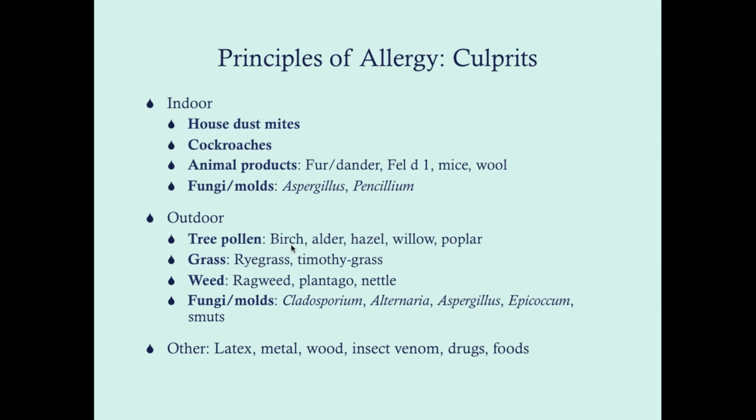I'm not a botanist. But what we see commonly are birch, alder, hazel, willow, and poplar. But there are tons of them. Then grass is going to be more common in the summer. That's things such as ryegrass is quite common, and then there's also something called timothy grass. Then weed is more common in the late summer and early fall. This is what I have a problem with personally, but that's things like ragweed, plantago, and nettle. So tree pollen is spring, grass is roughly summer, weed is late summer, early fall.